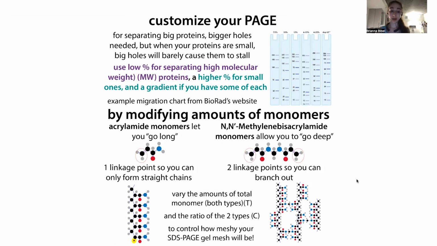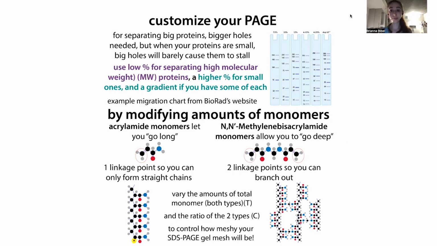But you would have better separation of the bigger things. But oppositely speaking, if you have really small holes, then all the bigger things are just going to either not go through, or they're not going to separate out well. So we need to choose a concentration of gel that's going to be ideal for the size of the molecules you're interested in.